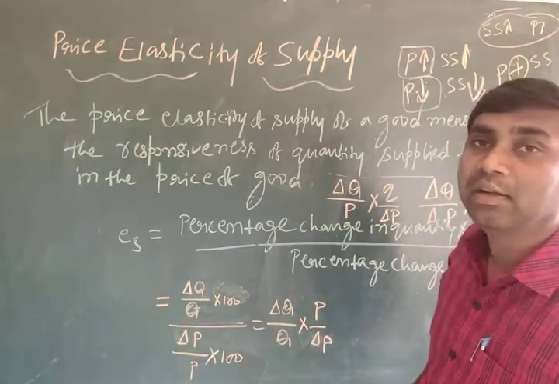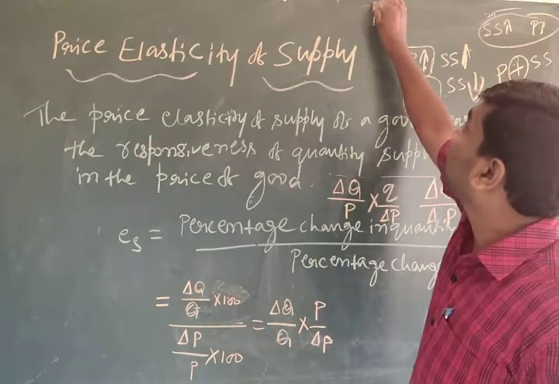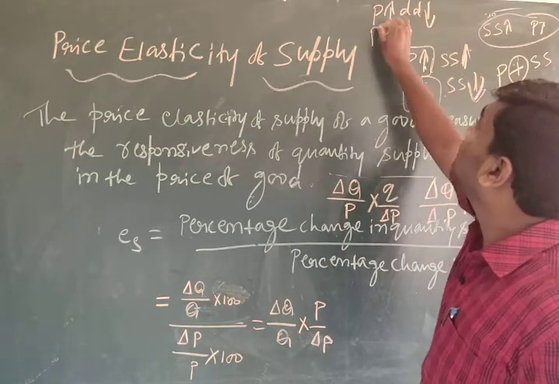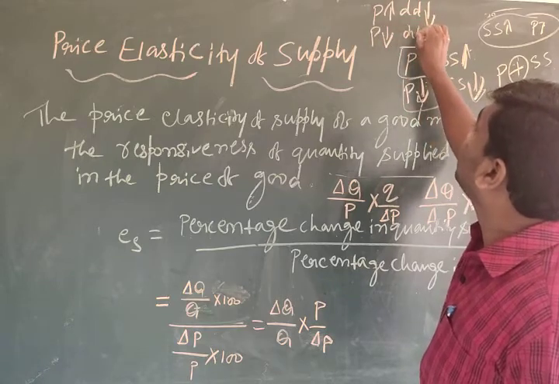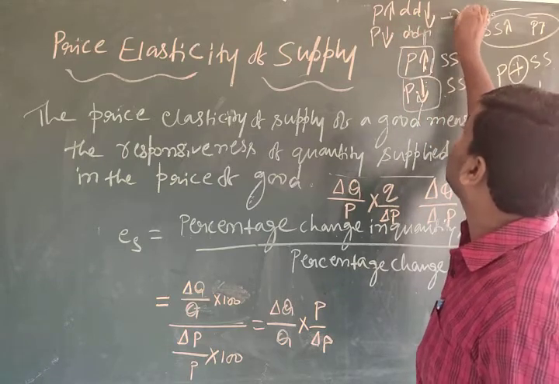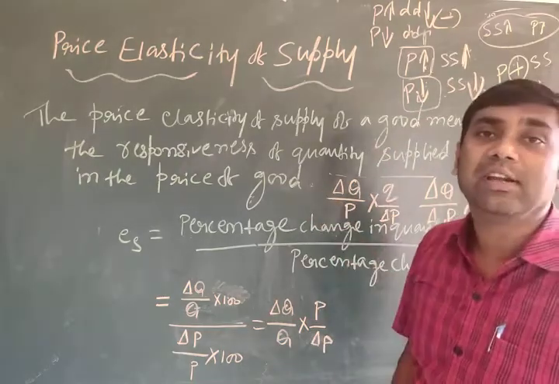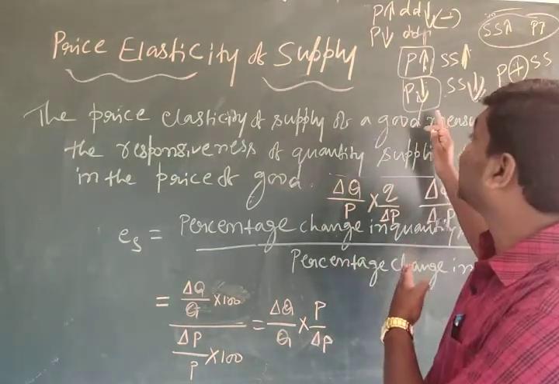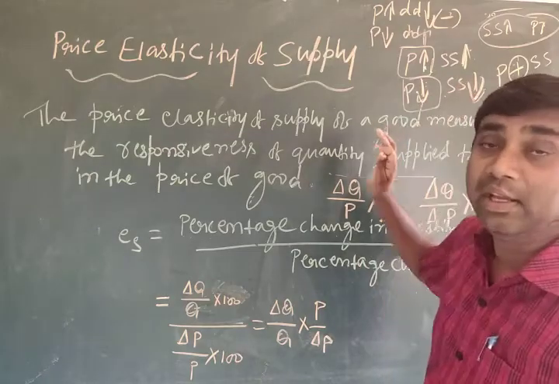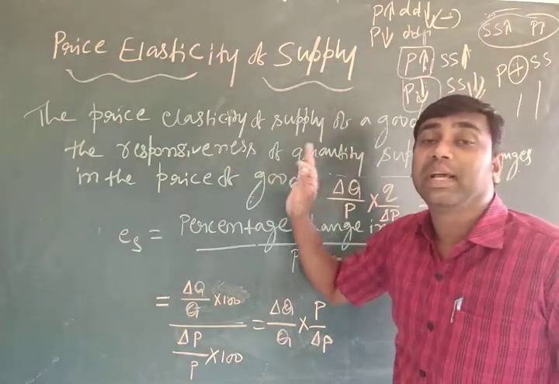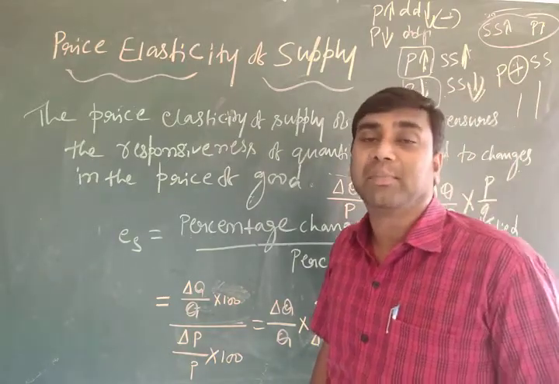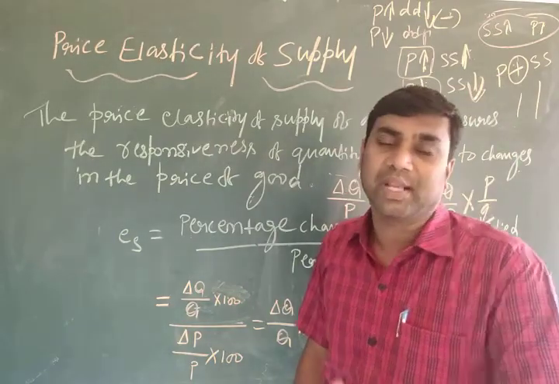For demand it is negative, because when the price increases, demand decreases. When the price decreases, demand increases. That's why there is a negative relationship between price and demand. But there is a positive relationship between price and supply. Here we are discussing price elasticity of supply, that means changes in the quantity of supply due to changes in price.